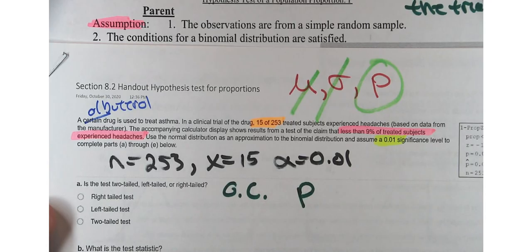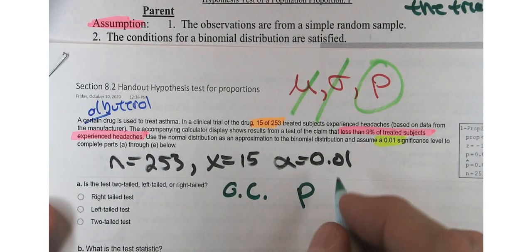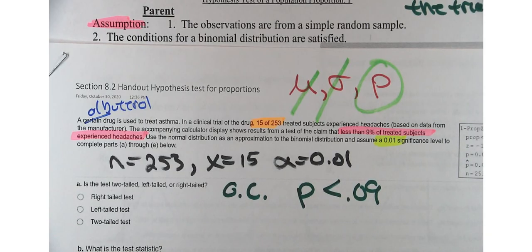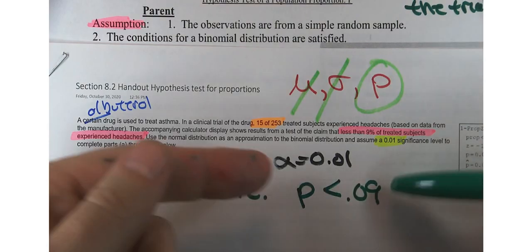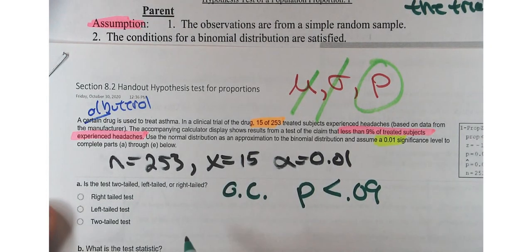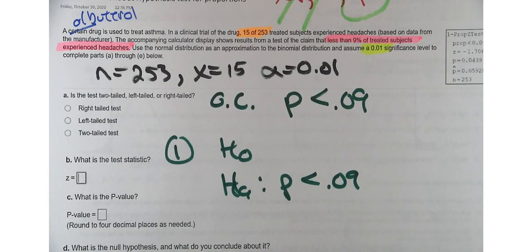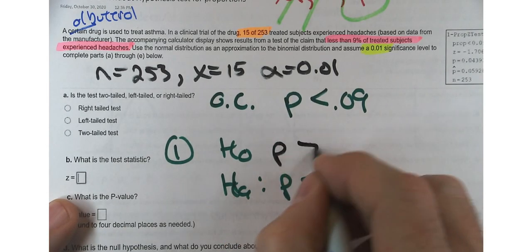And that parameter is going to be p is less than 0.09. Should that be in the null or alternative hypothesis? The alternative hypothesis. If p is less than 0.09 is in the alternative hypothesis, what should I put in the null hypothesis? P is greater than 0.09.